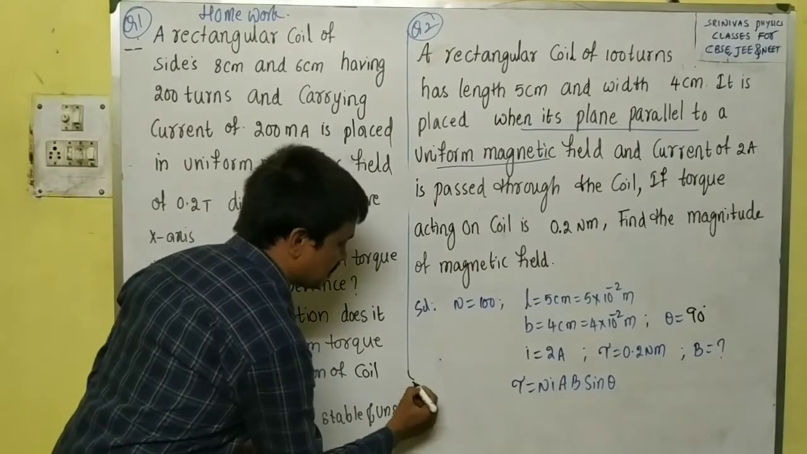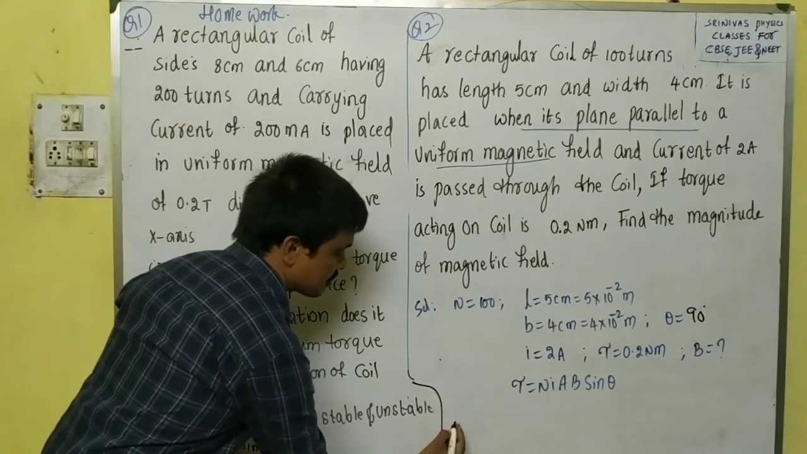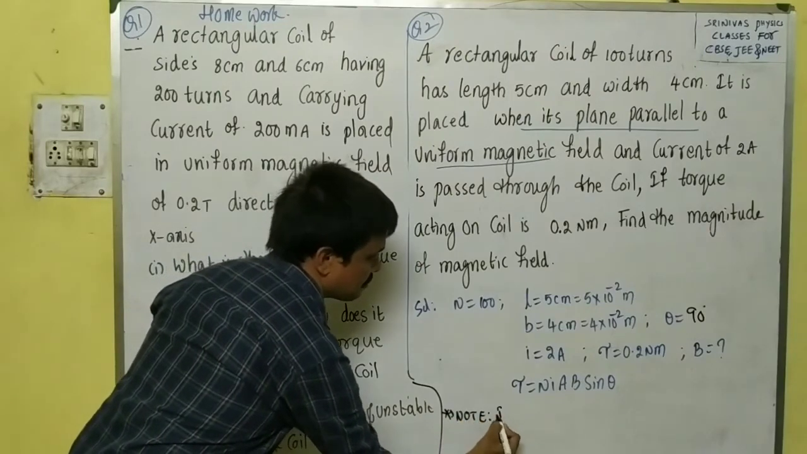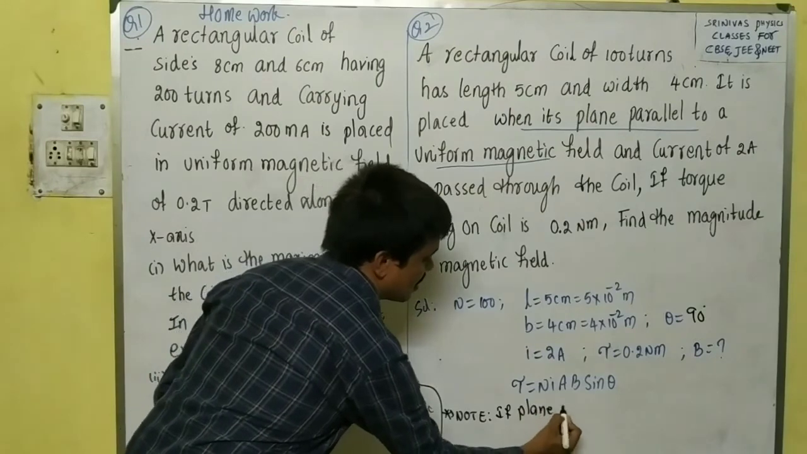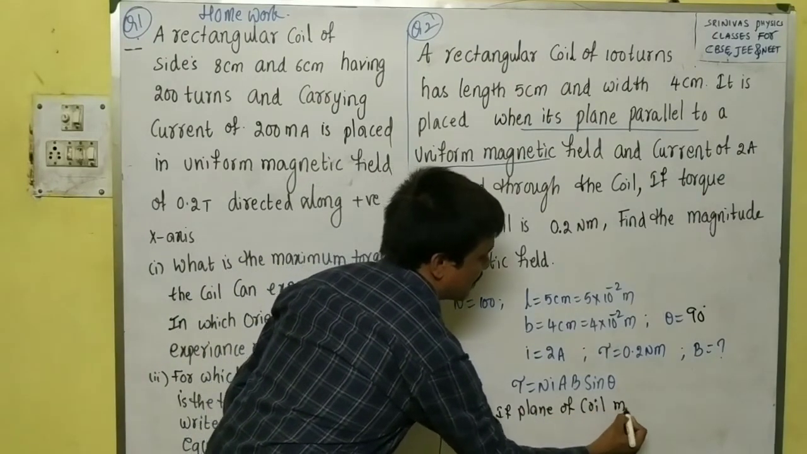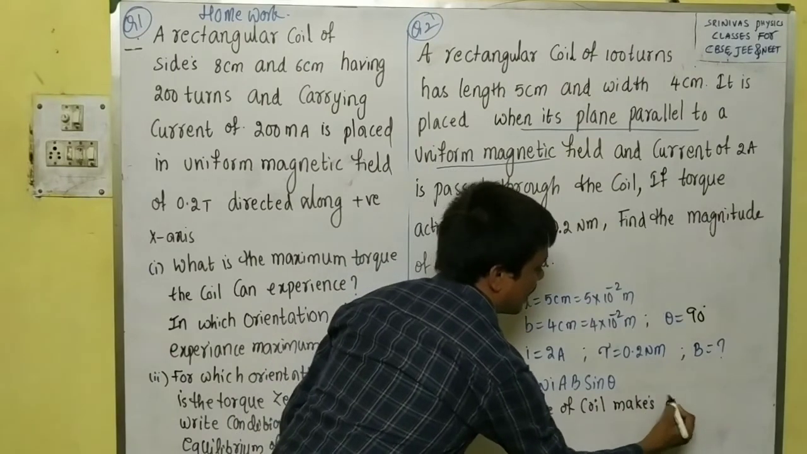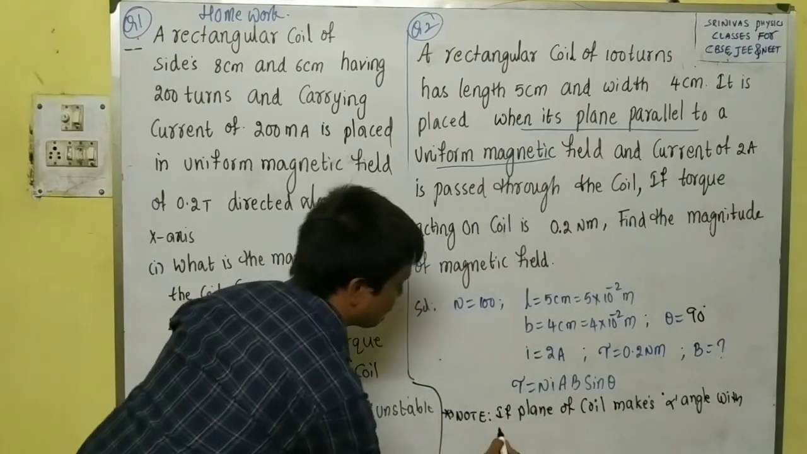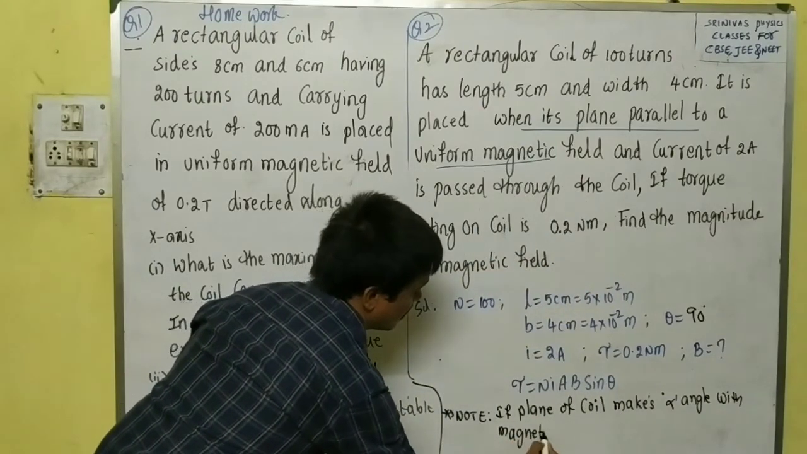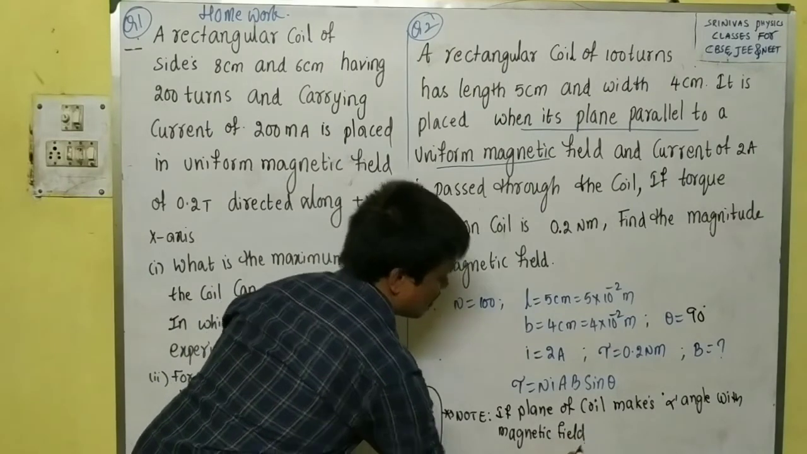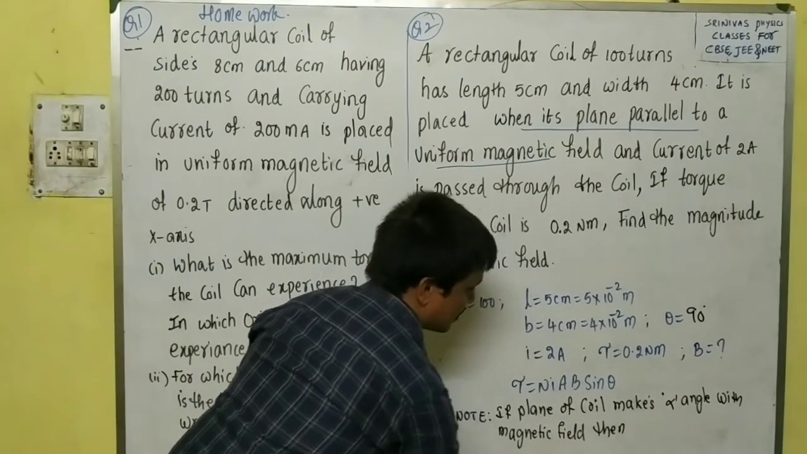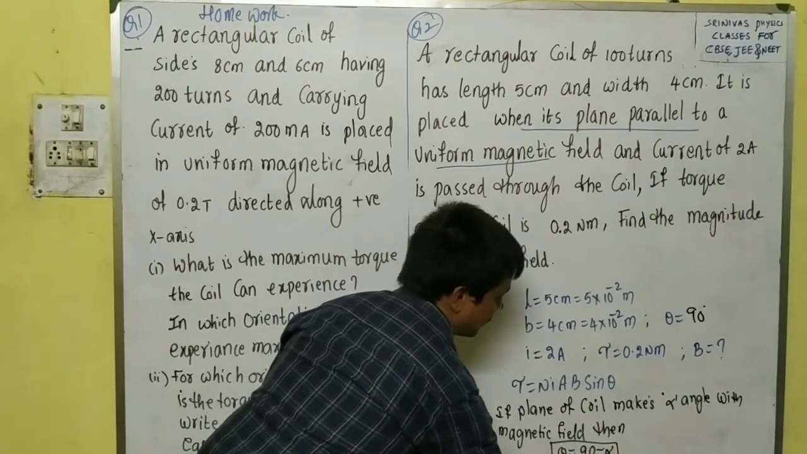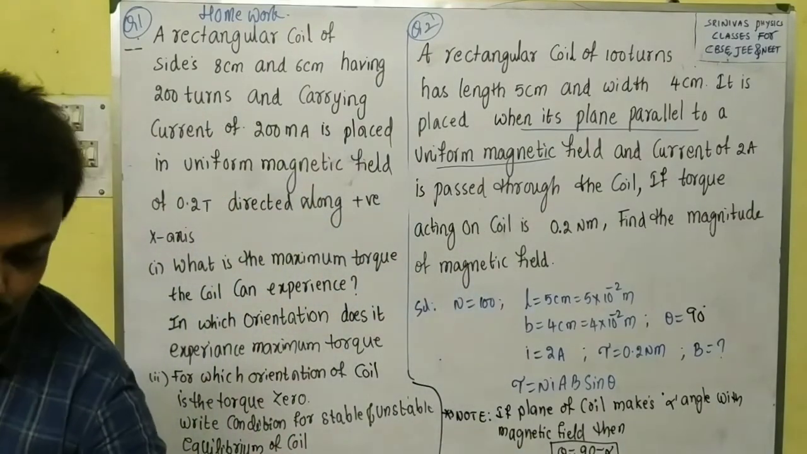One note point I will give. Note, if the plane of the coil makes alpha angle with the magnetic field, then theta we take as 90 minus alpha. Theta is 90 minus alpha.